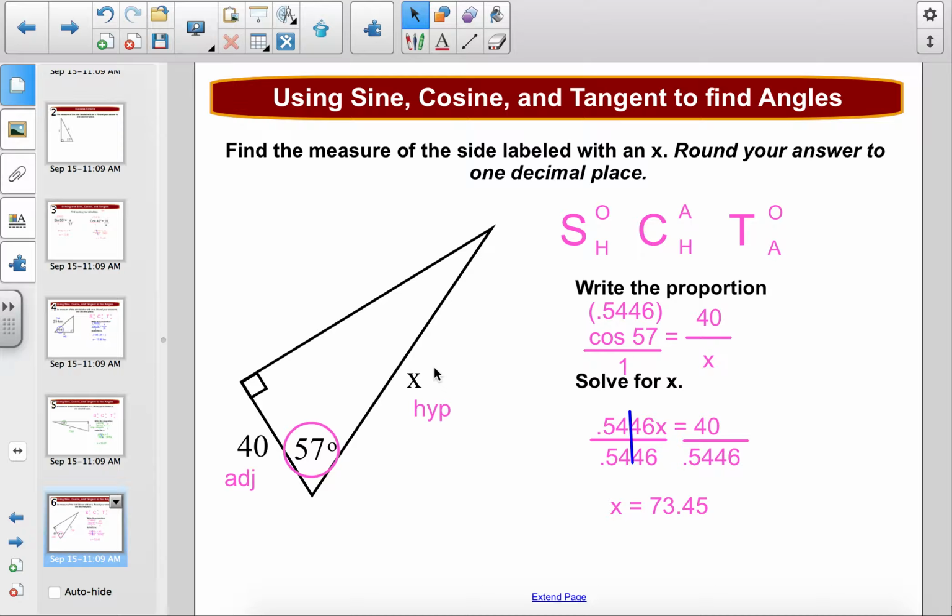So that's the length of this side. If this side's 40, this side's definitely longer. Makes sense. All right, let's do it again.